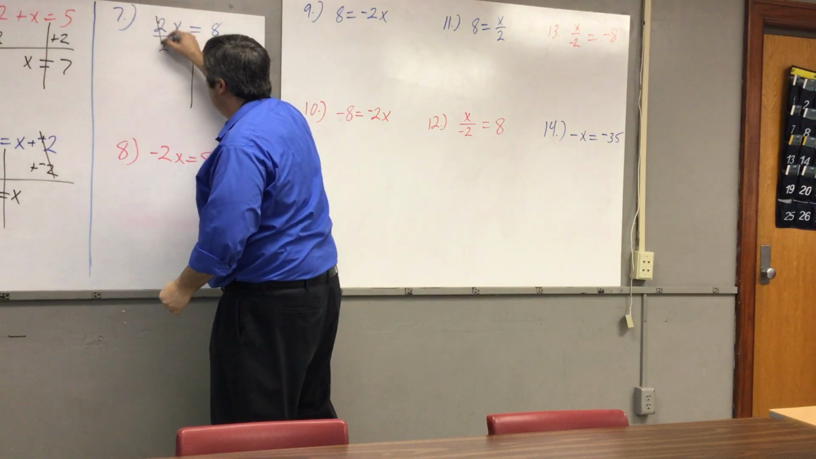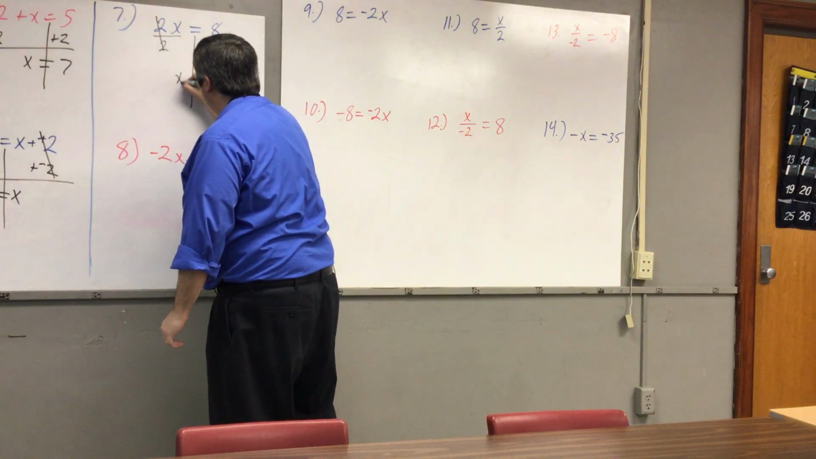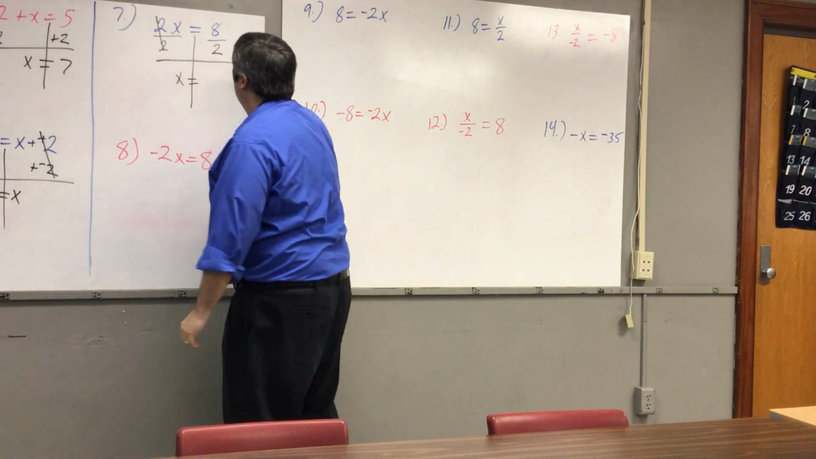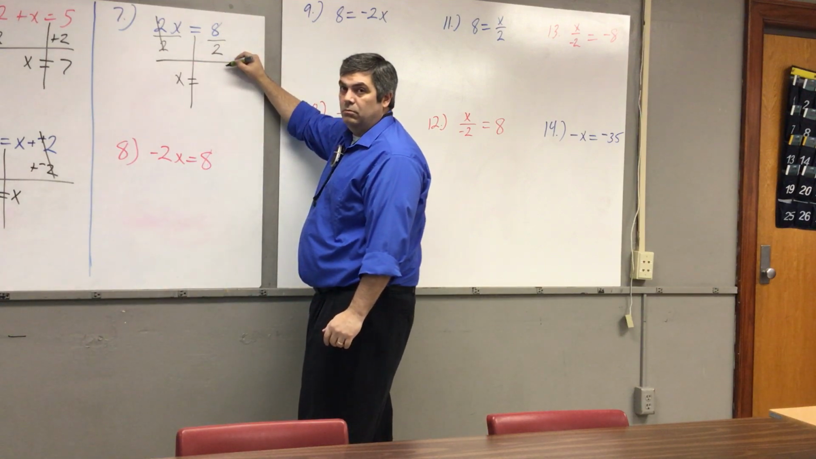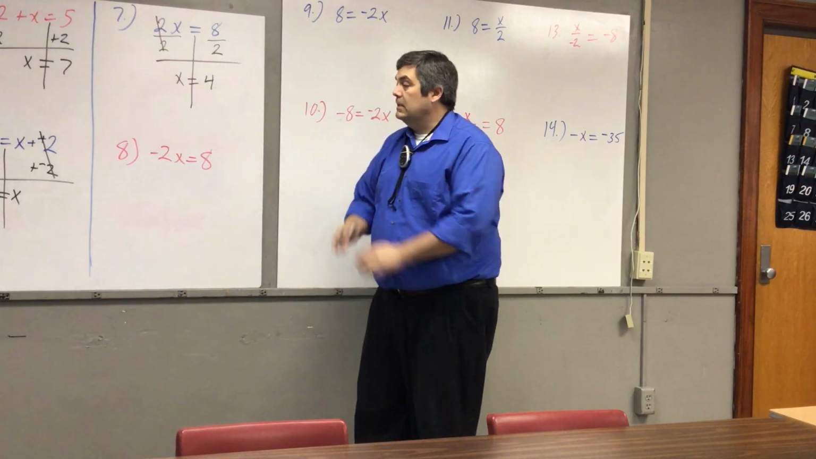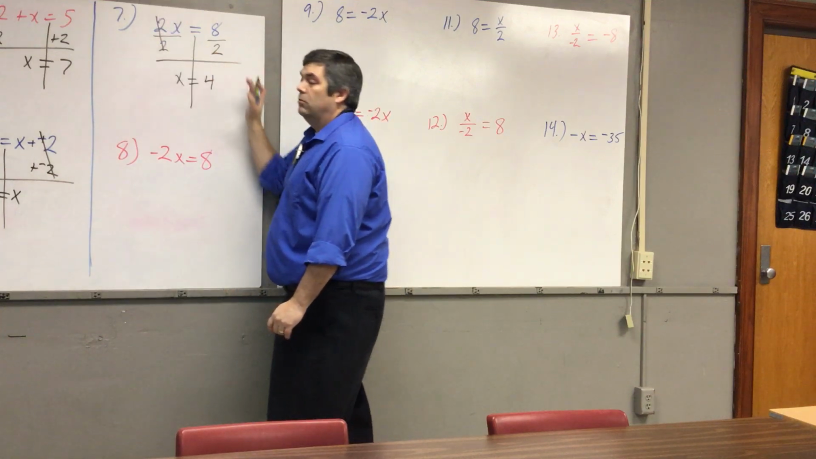So these two cancel out, and it leaves me with just the x. So x equals, and then I got 8 divided by 2, which is 4. And that's all there is to this. You're just trying to do the opposite operation over here in order to get rid of it.